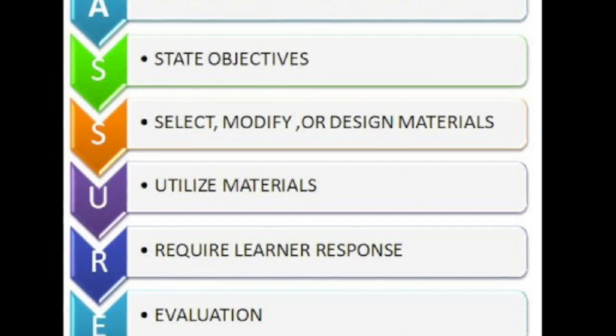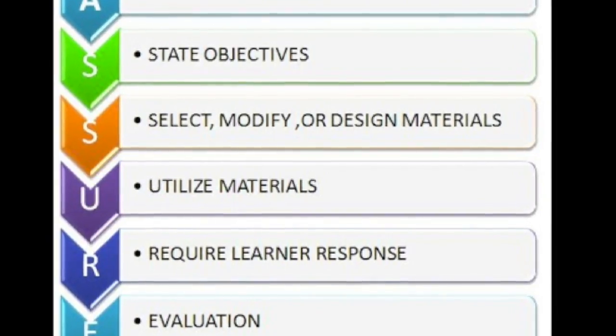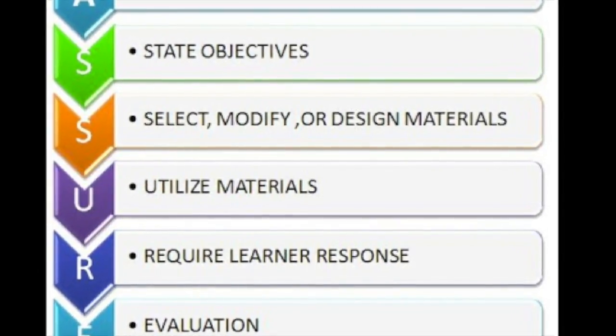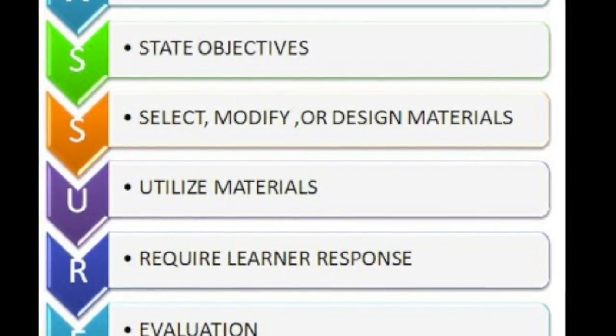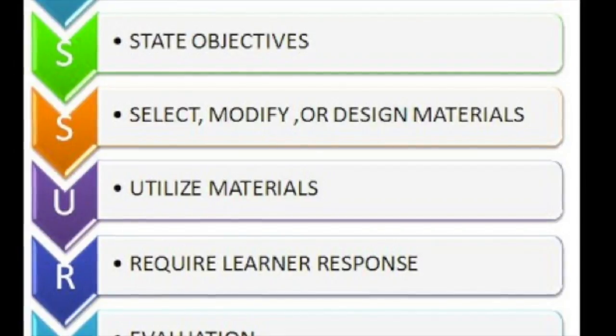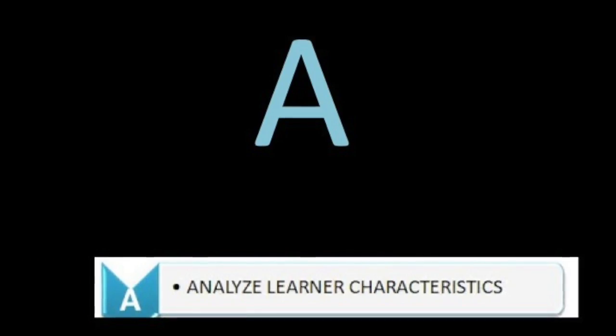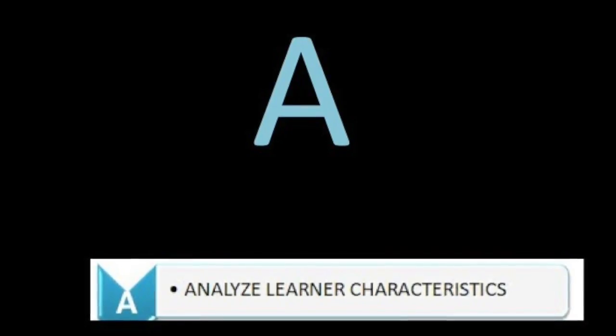The Assure model is a 6-step process, beginning with analysis and ending with evaluation. Each of the 6 steps make up one of the letters of the Assure acronym. This model is easy to follow and can be used in a wide range of teaching environments, from preschool to adult education. The first step of the Assure design model is the A, analyzing the learners.